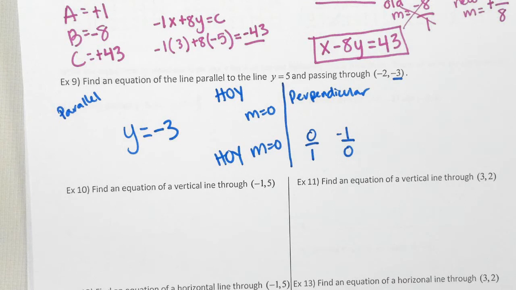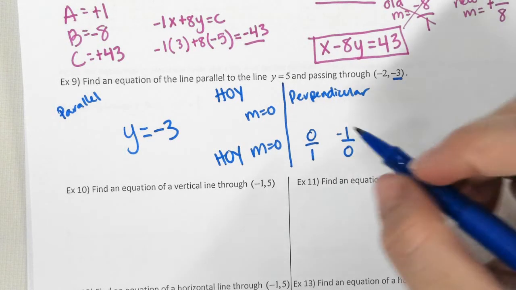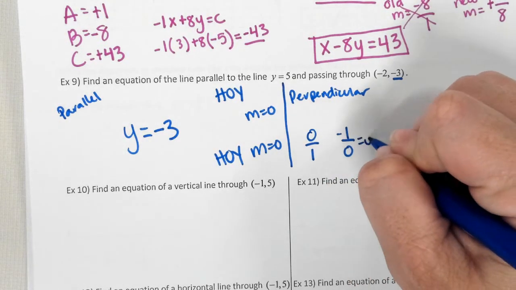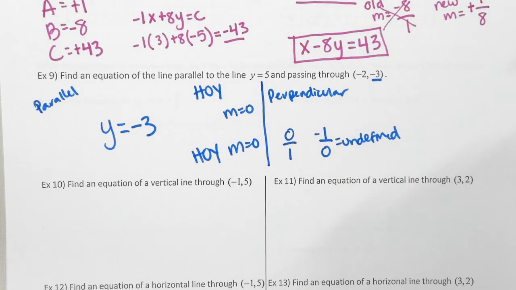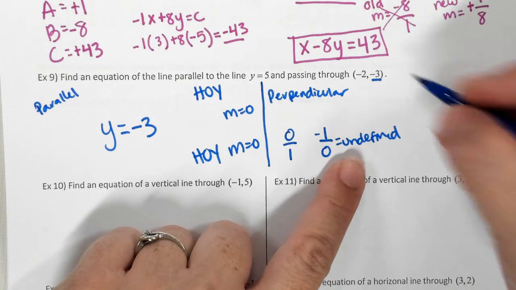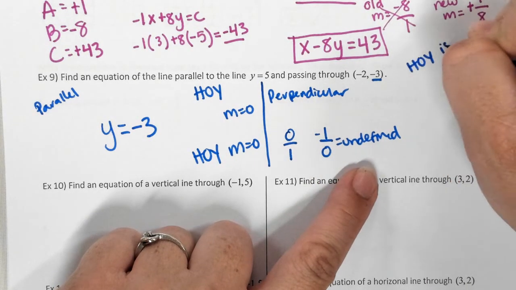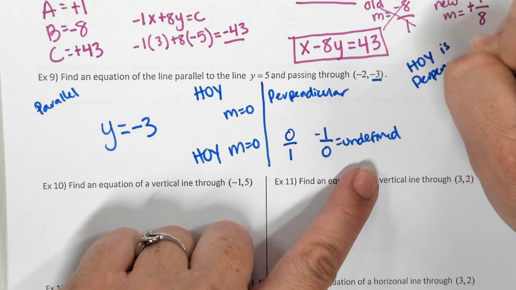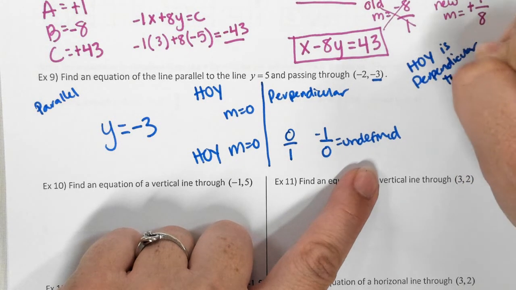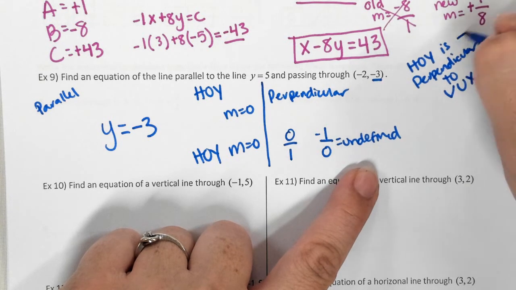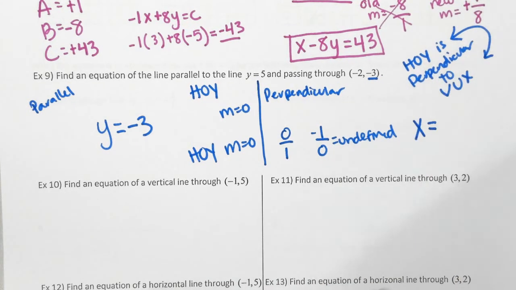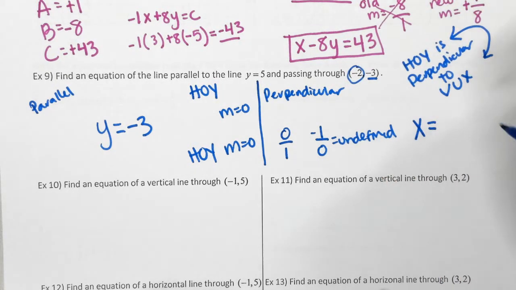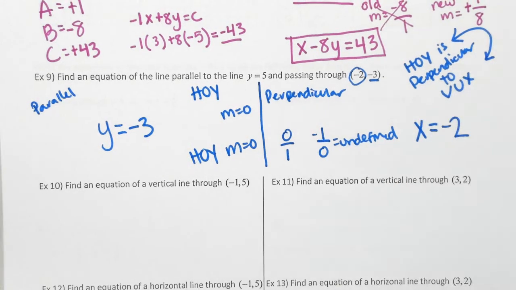Now, are you allowed to have a 0 on the bottom? No. So this would become undefined. So what's perpendicular to a Hoy equation? A Vux equation. So Hoy is perpendicular to Vux. And vice versa. Vux is perpendicular to Hoy. So Vux means it's an x equation. And what does x equal? -2. There you go.